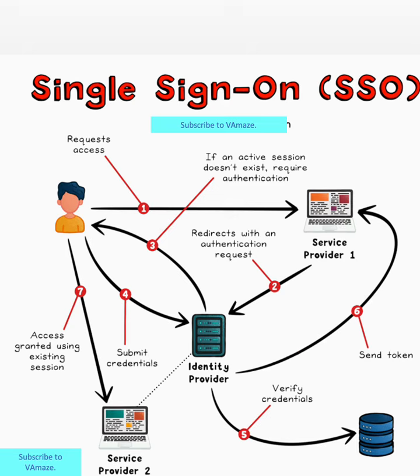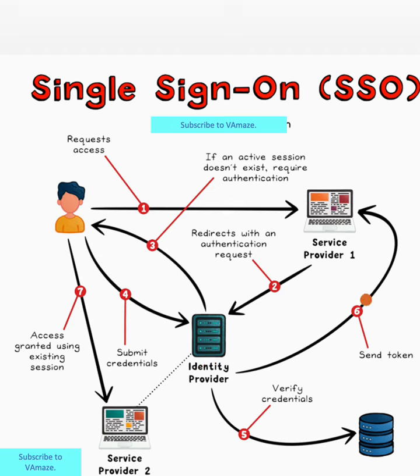Step 3. Redirect to identity provider. Instead of handling authentication locally, the service redirects the user to a centralized identity provider. This is the heart of single sign-on. Rather than each service managing its own login system, they all defer to a single trusted authentication service.